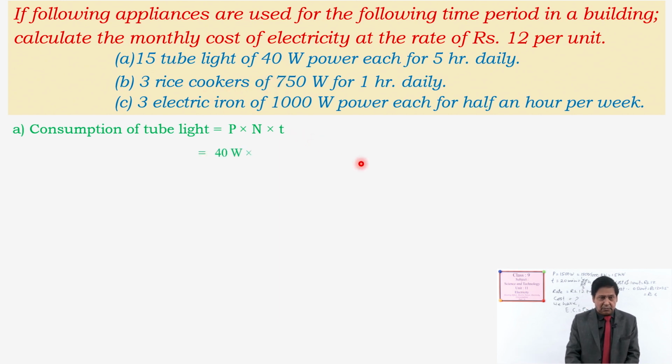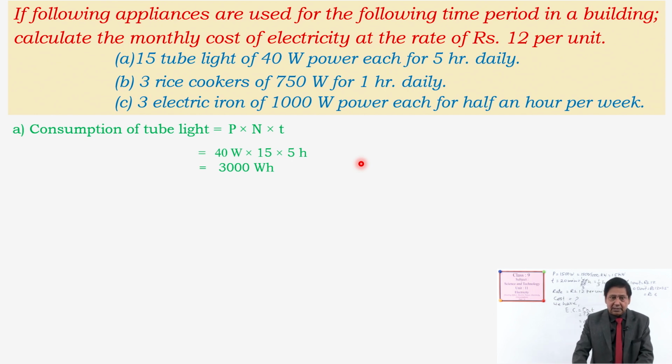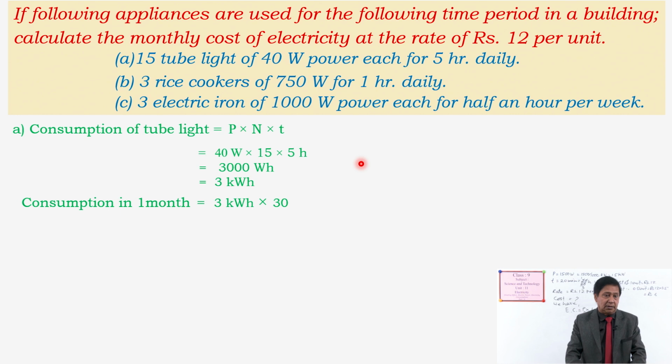Okay, when we take the value 40 watt into 15 into 5 hour, after the multiplication we get 3000 watt hour, but we have to convert it into kilowatt hour. So dividing it by 1000 we will get 3 kilowatt hour. This is the consumption of one day. That's why consumption in 1 month is equal to 3 kilowatt hour into 30, and this is 90 kilowatt hour. Now this is the monthly consumption of tube light.